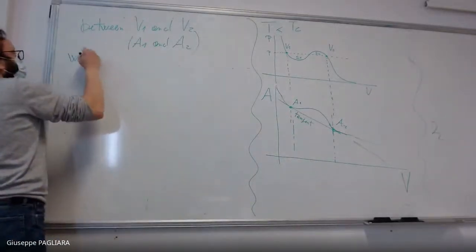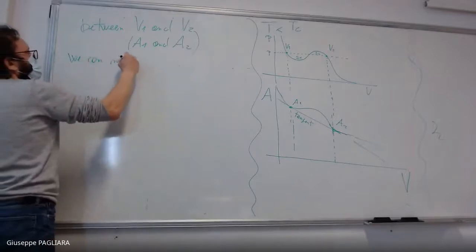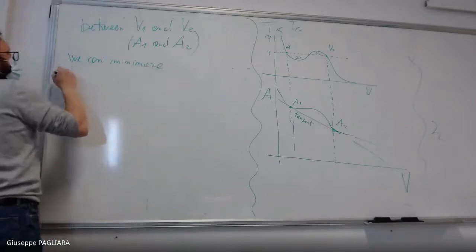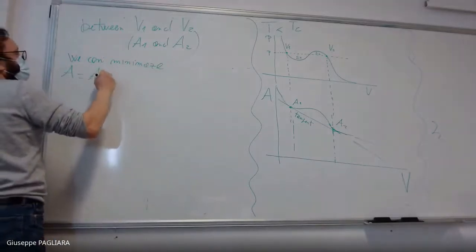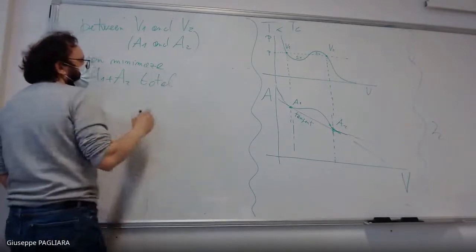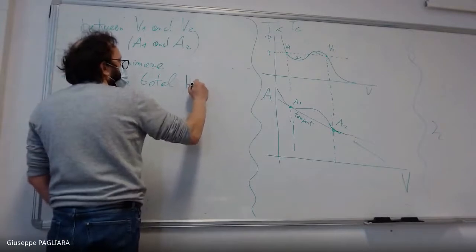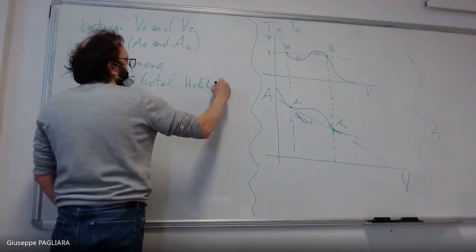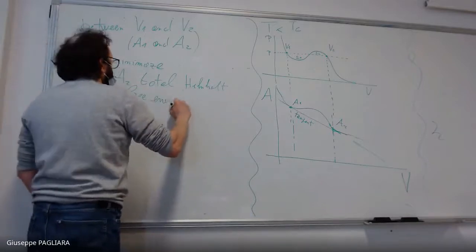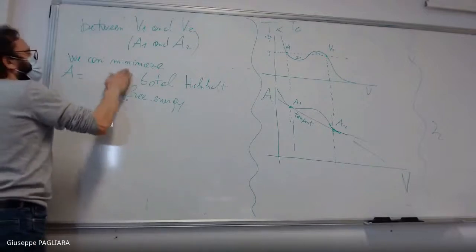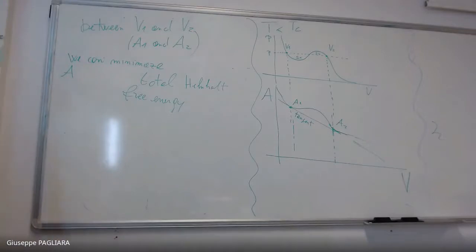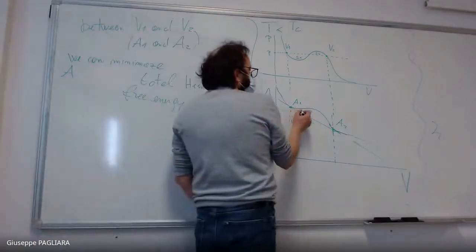We can minimize A equal to A1 plus A2, so the total Helmholtz free energy. Sorry, this is not correct. We'll comment in a moment. We can minimize, let's call it A, the total Helmholtz free energy, in the following way.